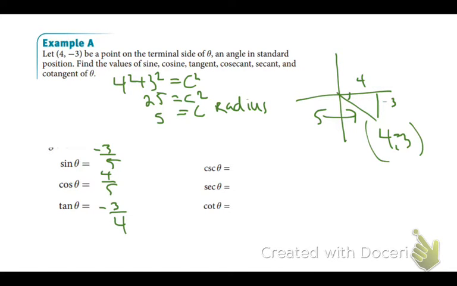And then to get your cosecant, secant, and cotangent, you will just take the reciprocals. So cosecant would be 5 over negative 3, secant would be 5 over 4, and cotangent would be negative 4 over 3.